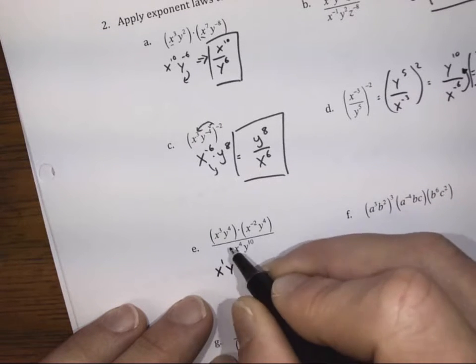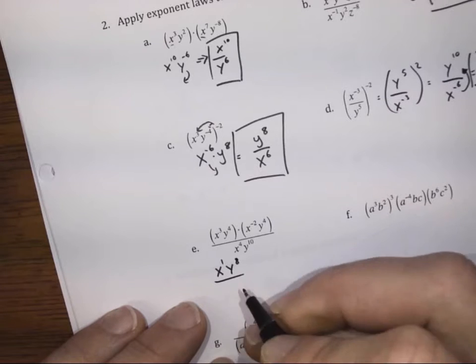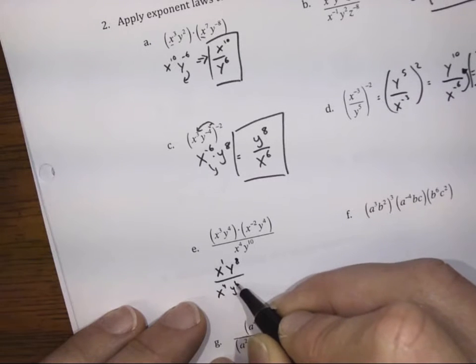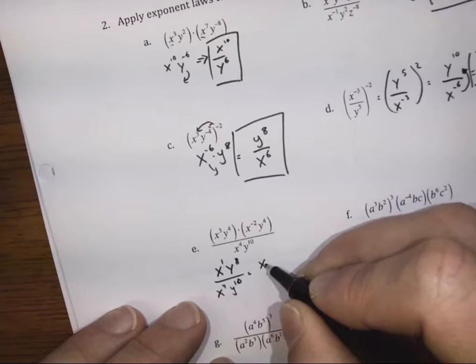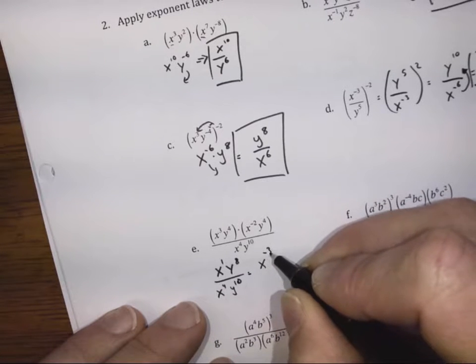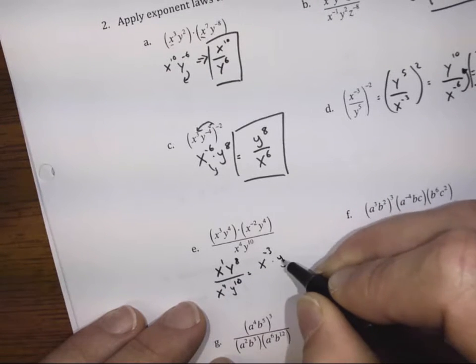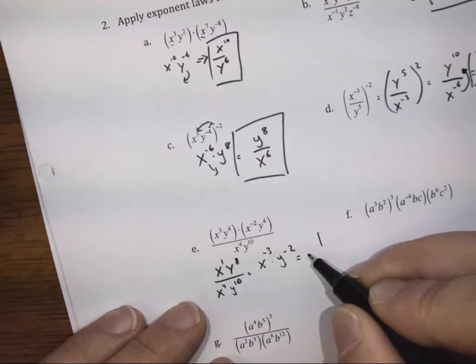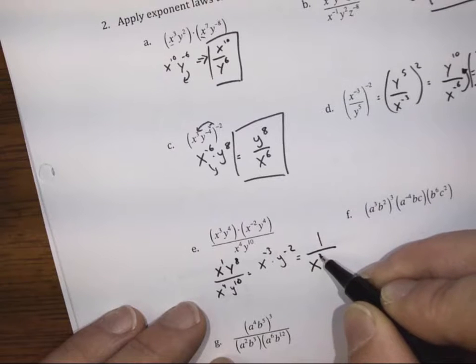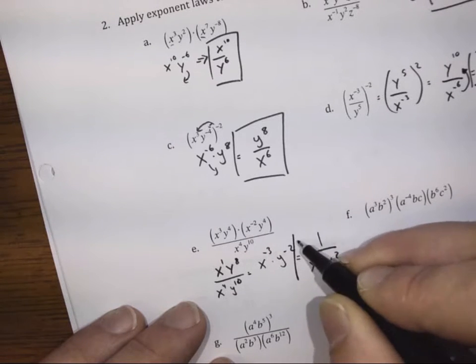And then y to the power of 4 plus 4, or 8, over x to the power of 4, y to the power of 10. And I do a subtraction here, 1 take away 4, so I get x to the power of negative 3, and y is raised to the power of negative 2. And I should flip both of these under 1, which gives me 1 over x cubed y squared.